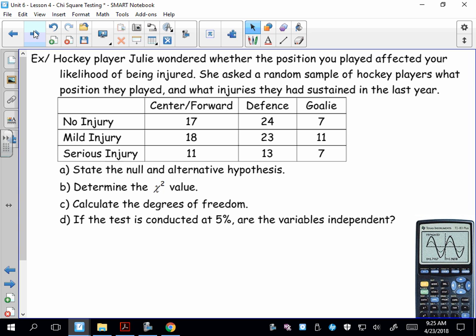So we have hockey player Julie. She wondered whether the positions you played affected your likelihood of being injured. She went out and gathered some data. What position, what kind of injuries did you receive? And she created this table for us. So what should we be able to do by hand?